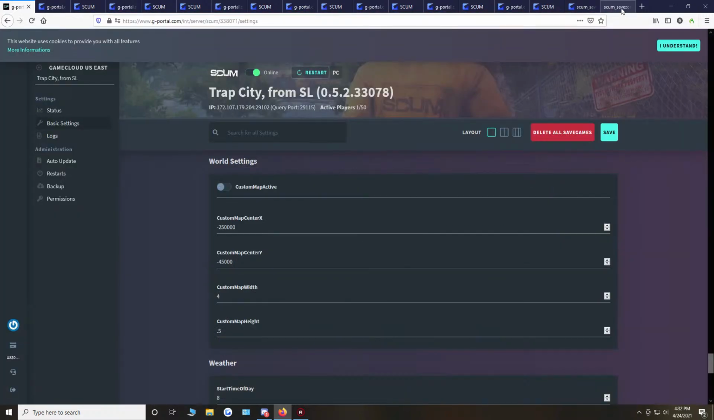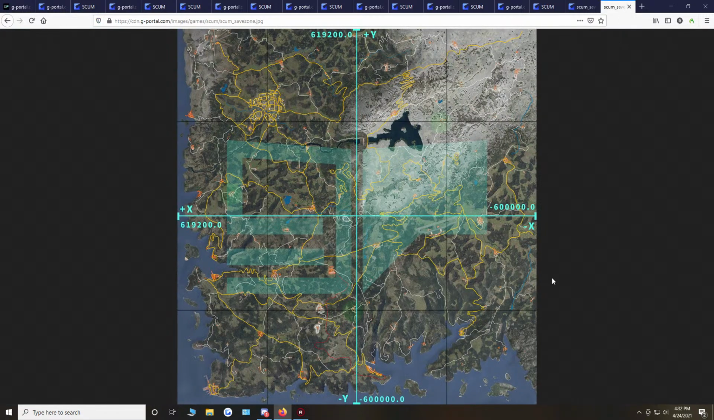I went through a series of actions, and this is the big one. This kind of tells you the center point is there, and from here, if you add those values up, it goes up to 619,200. That'll bring the center on the y axis up, and then down here is minus 600,000 all the way down here.